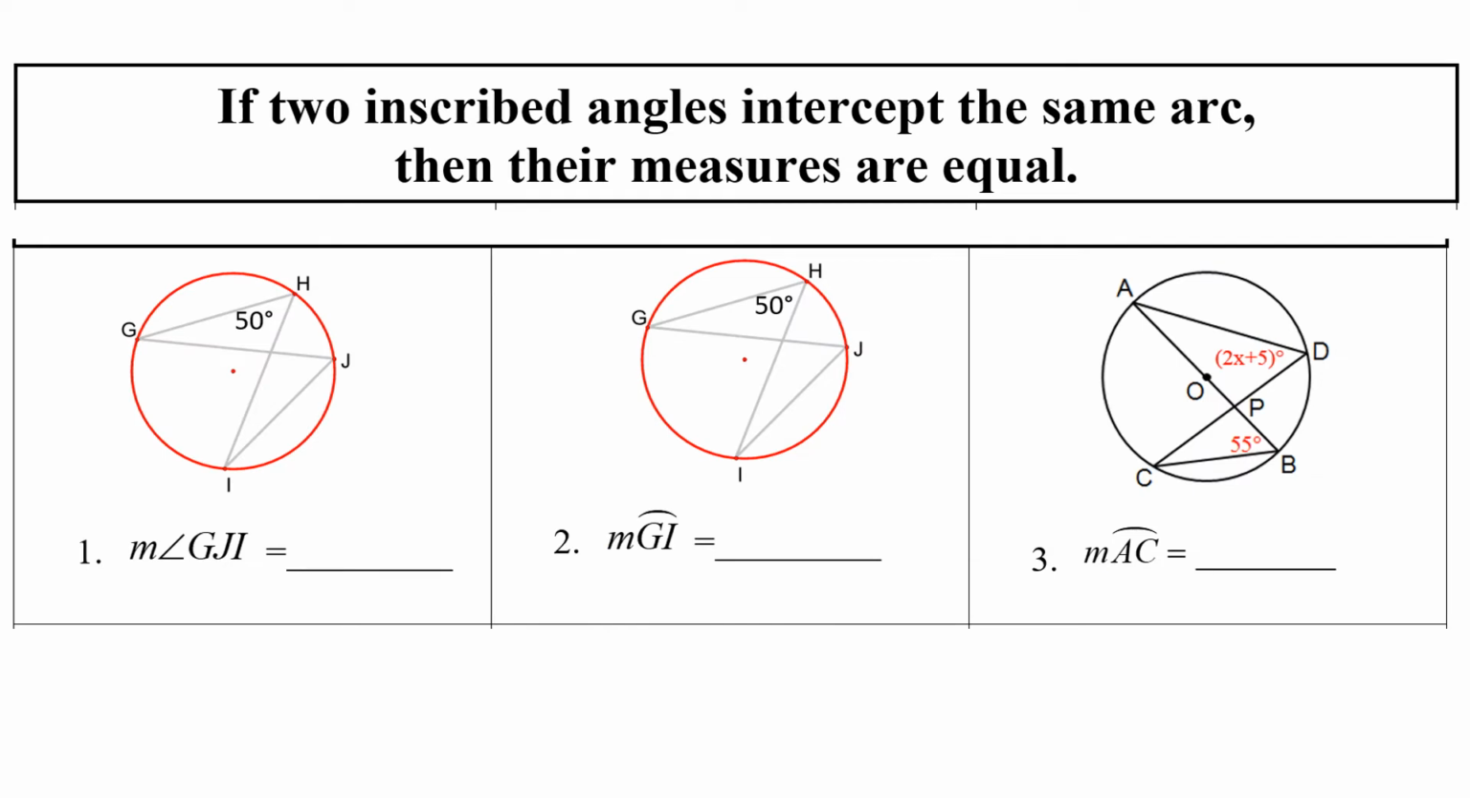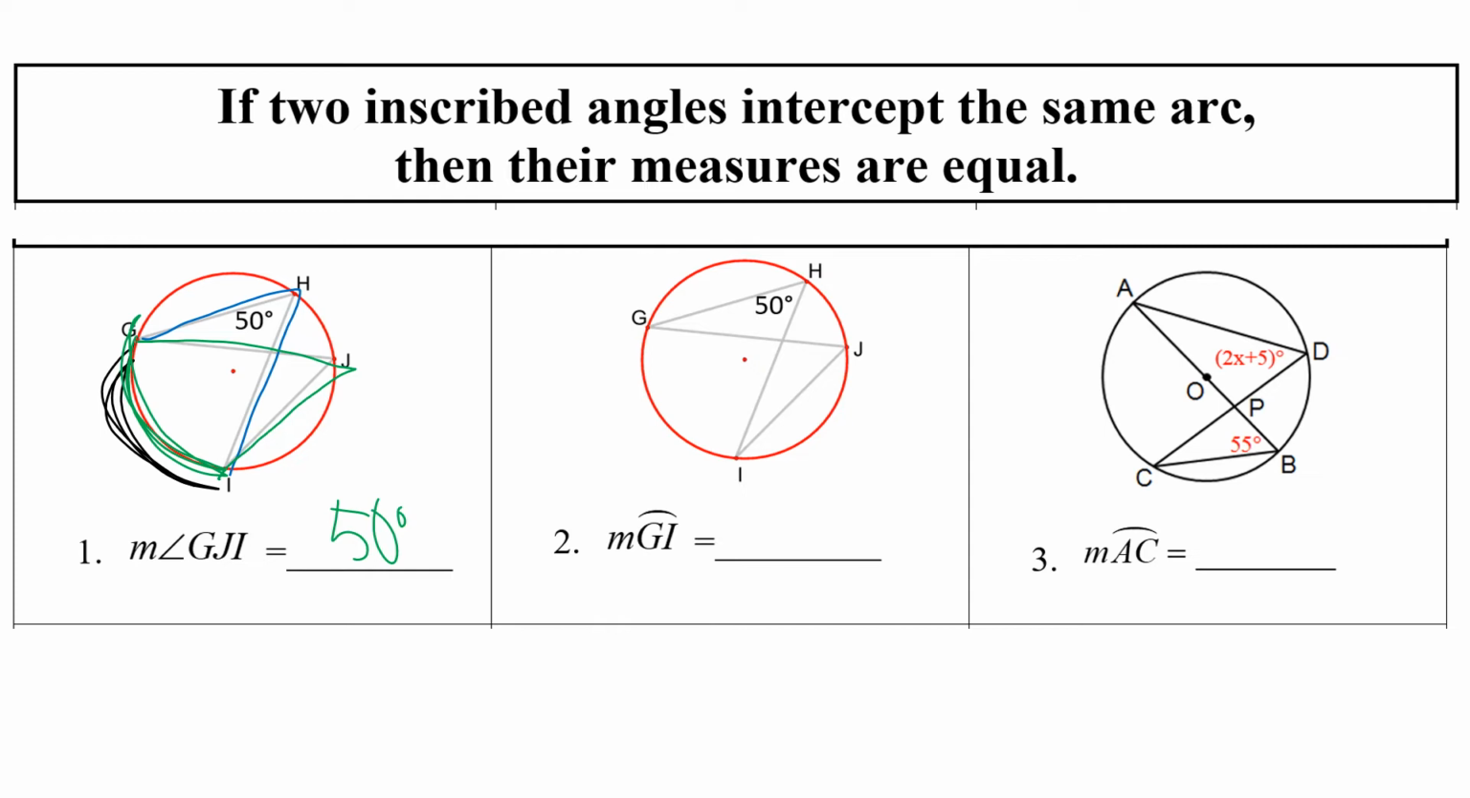Okay, now the next one: if two angles intercept the same arc, then their measures are equal. So I'm looking at my first angle GHI. That is working with arc GI. Now the other angle GJH also has to do with arc GI. So because they intercept the same arc, that means angle GJI is also 50 degrees.